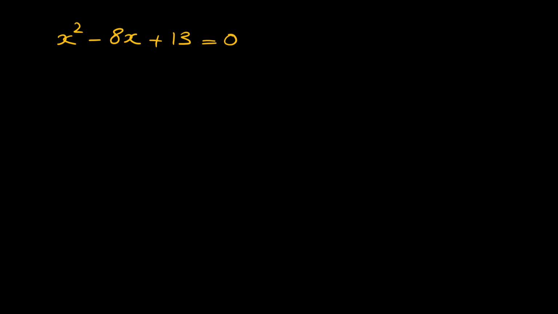Now look at this example. X squared minus 8x plus 13 equals 0. Here, similar to the previous question, first we get rid of 13. So we move 13 to the other side and then we have negative 13.